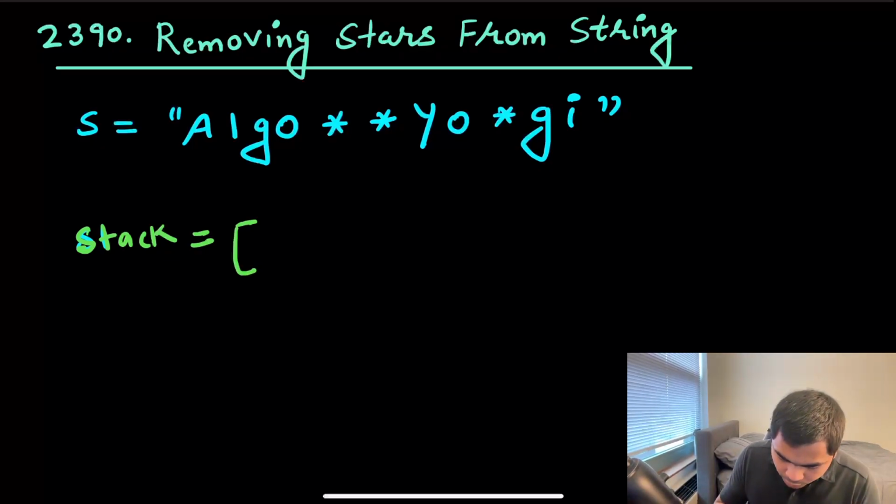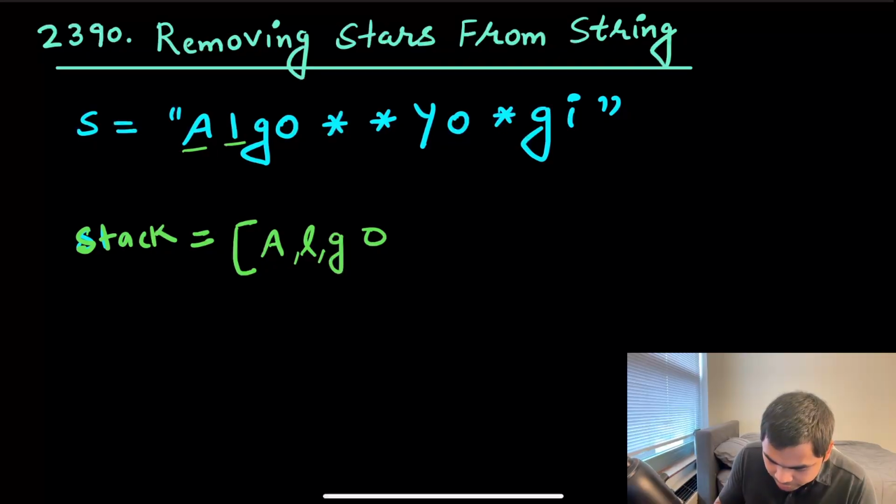So what I'll do is, whenever you see a character, you push that character to your stack. So you'll see L, you push, you see G, you push, you see O, you push, just like that. So this is the top of my stack. Now you see a star. So what do you do? If the stack has something, then you get rid of that. So you will delete this.